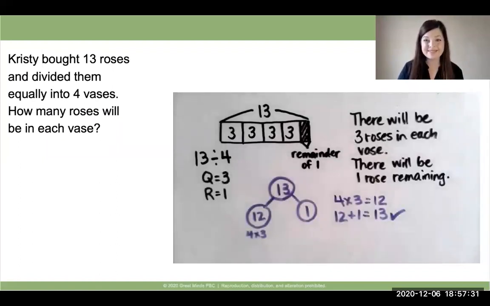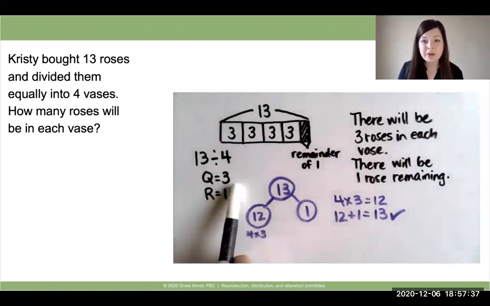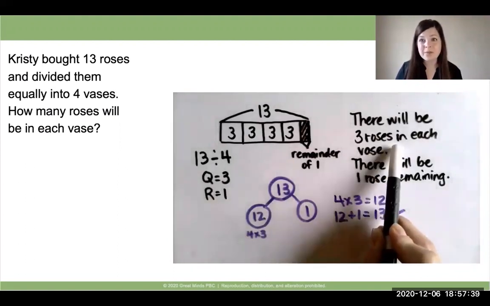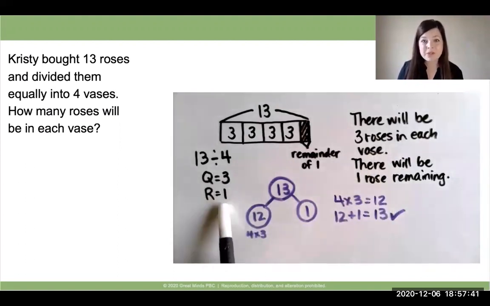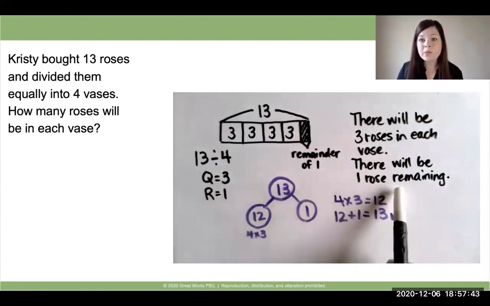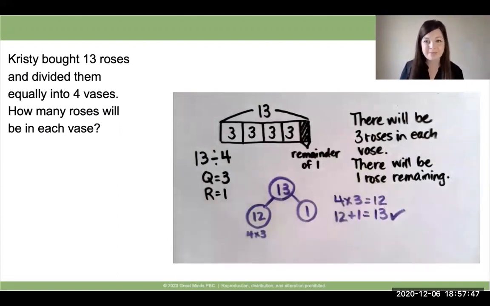Welcome back. The quotient is 3 and the remainder is 1. The quotient 3 means that there will be 3 roses in each vase, so that's what I wrote for my answer statement. And the remainder of 1 means that there will be 1 rose remaining, or 1 rose left over, not in a vase. And so I also wrote that. You can also see here how I checked my work using a number bond and using multiplication and addition. Does your work look similar?